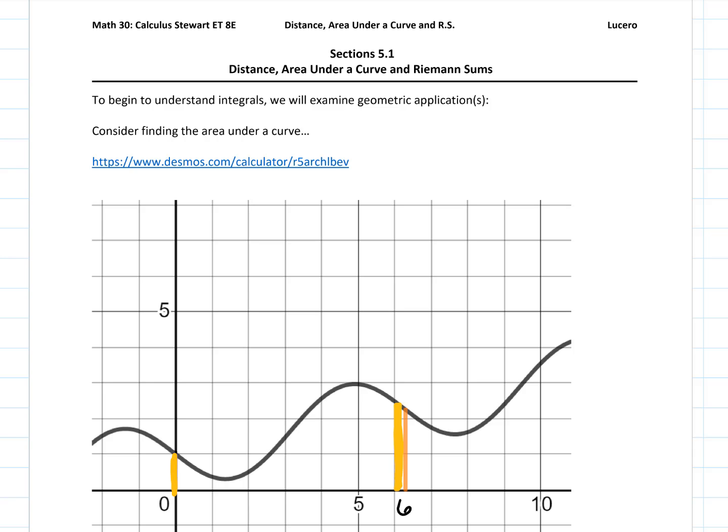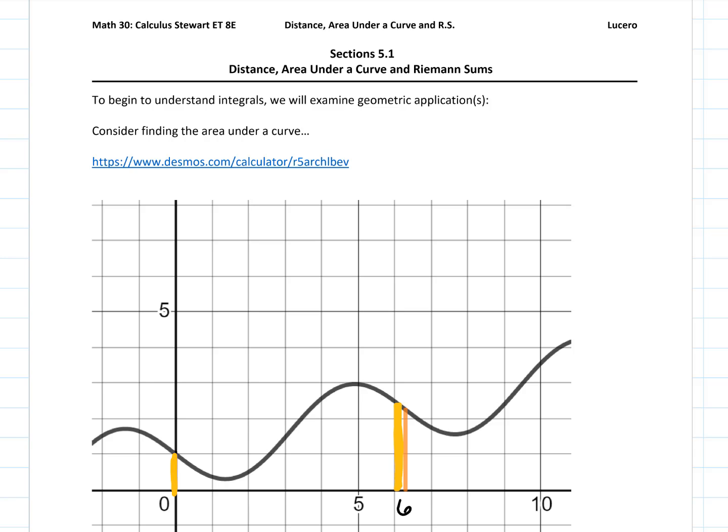Moving into this new chapter, chapter 5, we're going to start by exploring area under a curve, distance, and this new concept called a Riemann sum. So this is a little intro section, the first section, 5.1, and it's going to lead us right into 5.2, where we're going to talk extensively about this idea of what's called a Riemann sum.